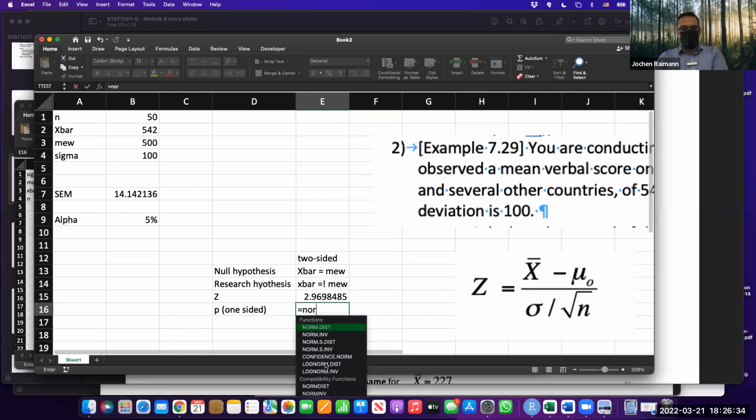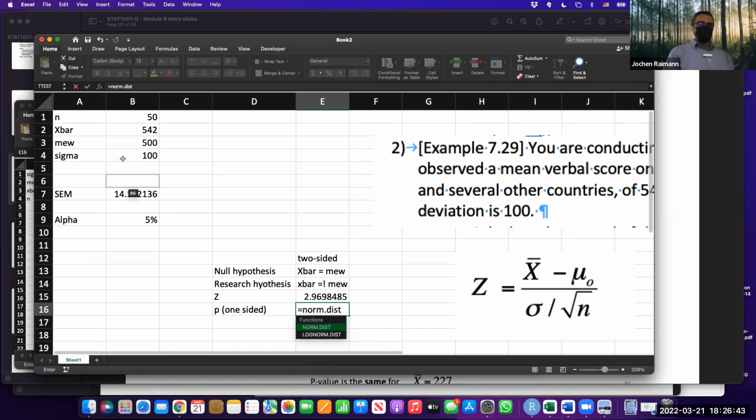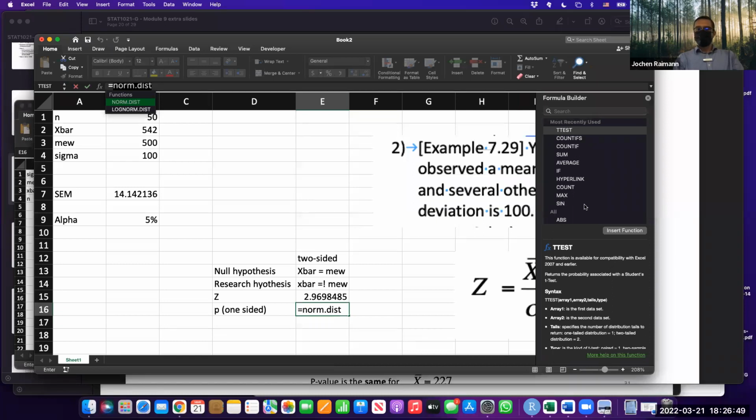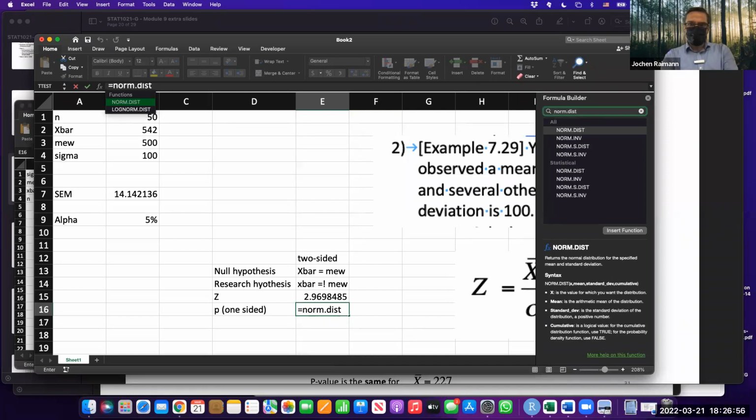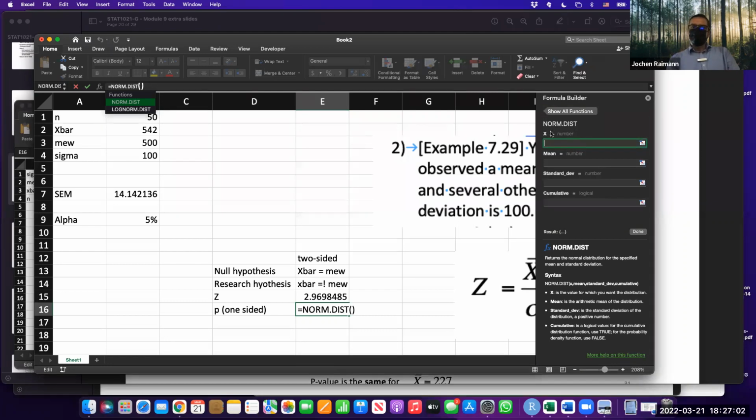So this formula says equals norm.dist. You can again go on the formula editor here on the left top, and you get this field here on the right. And if you find the formula there, you can fill it out here. So this formula asks you for an X, asks you for a mean, asks you for a standard deviation, which is our standard error. It's not the standard deviation. And it asks for a cumulative true or false, logical test.